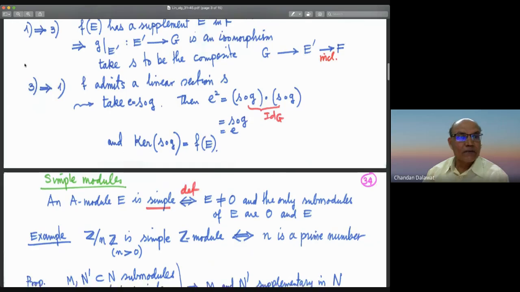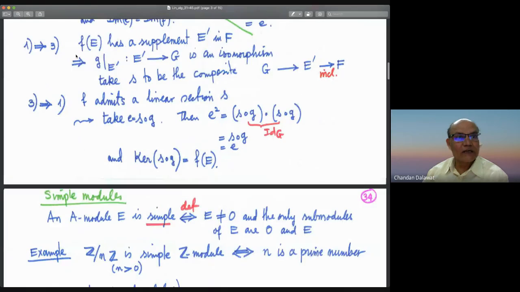So let's come to 1 implies 3. Here we are given that f of E is a direct summand, so it has a supplement E prime. You restrict your map g to E prime, that's going to be an isomorphism. And you can take s to be the composite: g to E prime, that's the reciprocal of this isomorphism, and then the inclusion of E prime in F.